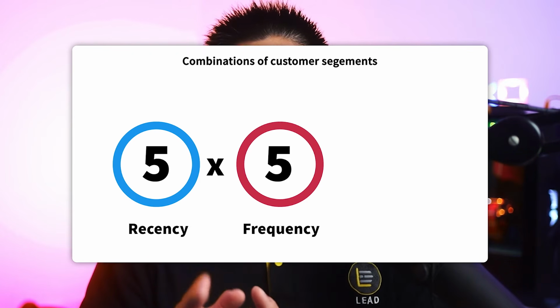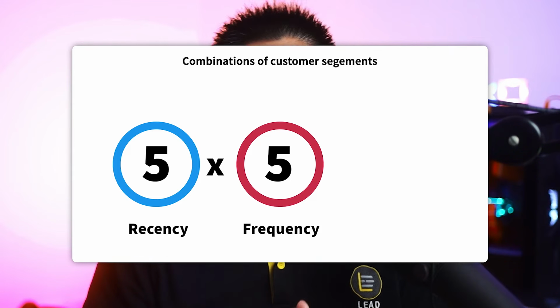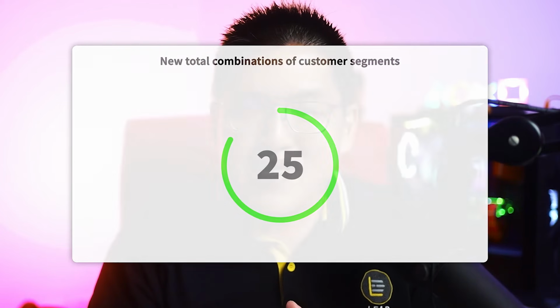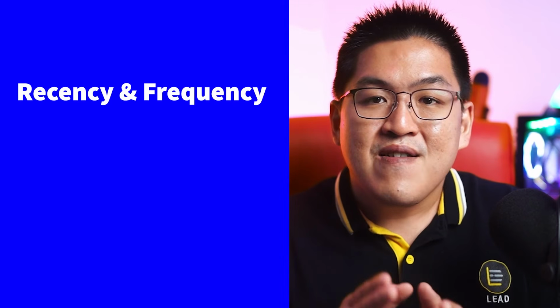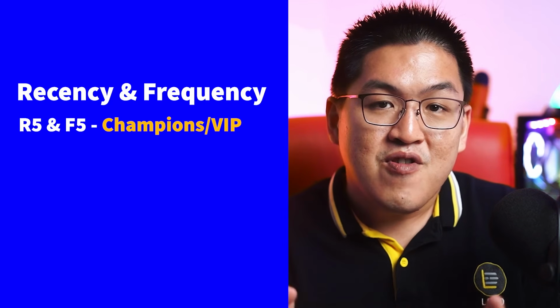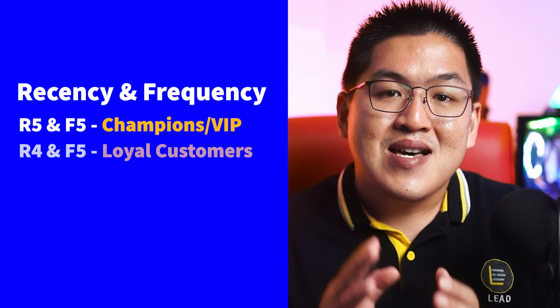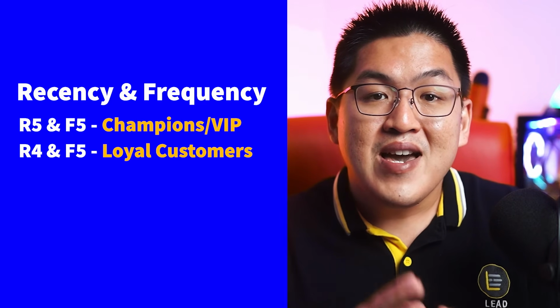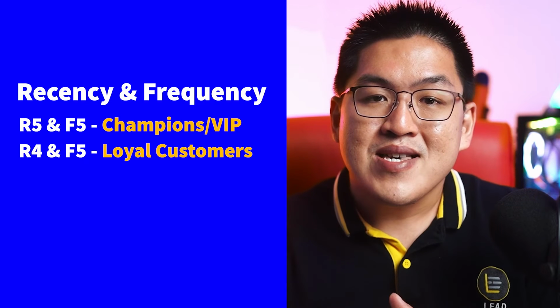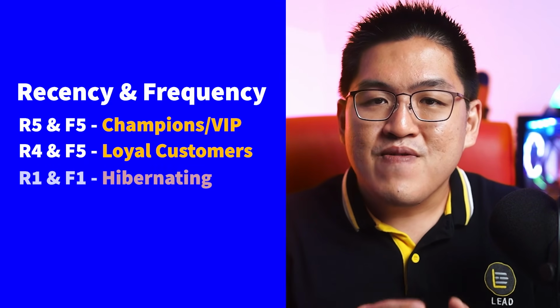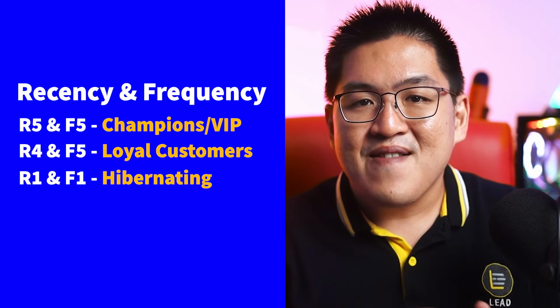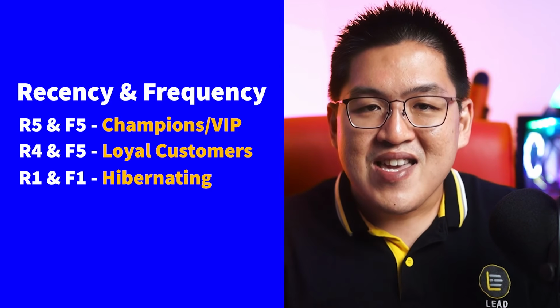But in practice, we usually take the recency and frequency as the main aggregation features. So this way, we will only end up with a 5 by 5, which is 25 segments. And then we will sort again based on the amount that they have spent. For example, customers with a recency of 5 and a frequency of 5, we call them champions or VIPs. Customers with a recency score of 4 and frequency of 5 are loyal customers. Well, customers with a recency score of 1 and a frequency score of 1 are hibernating.